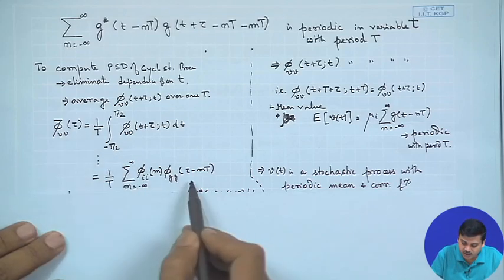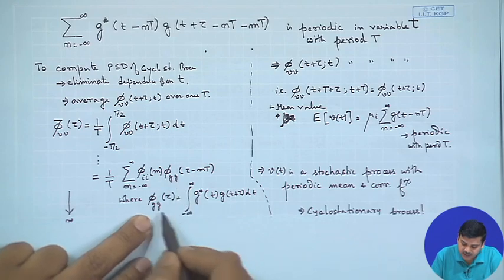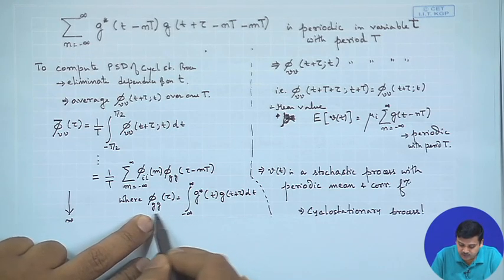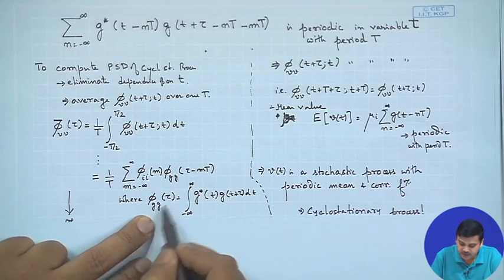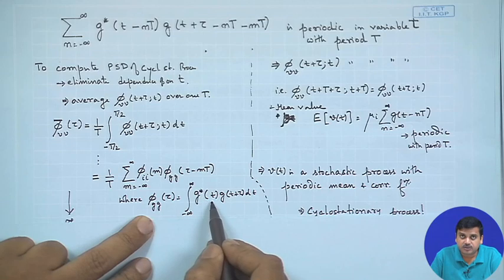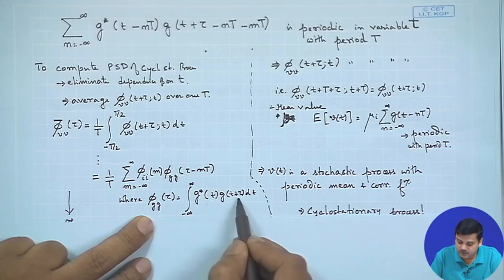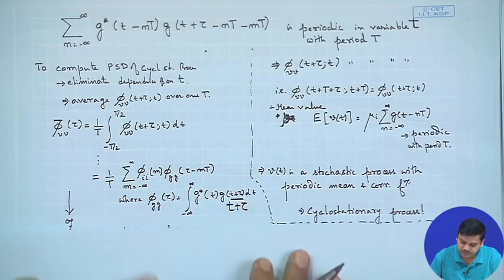It is dependent on tau, and of course, phi g g, that is the autocorrelation of the pulse, is given by this particular expression, which is phi g g of tau equal to integral from minus infinity to infinity of g conjugate of t times g of t plus tau dt, right.